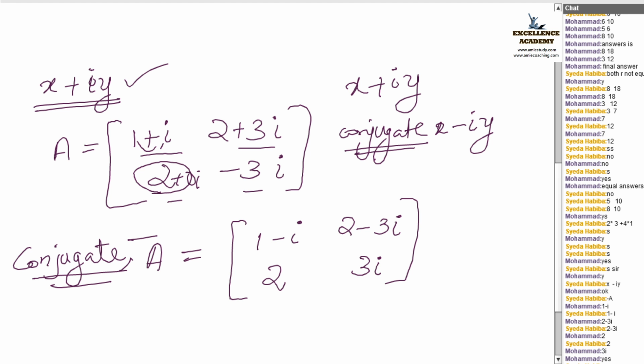Now, the transpose of this conjugate. So, if A is a matrix, A bar means it is the conjugate matrix. Okay. The transpose of this conjugate matrix. What will be the transpose of this conjugate matrix?